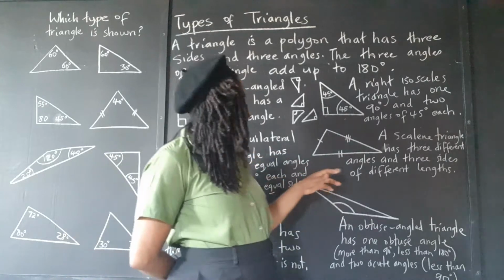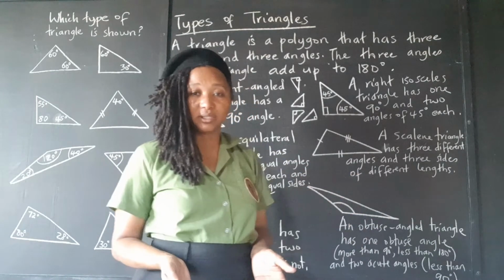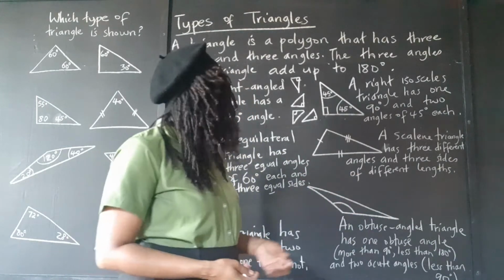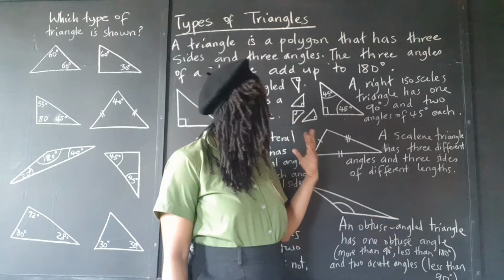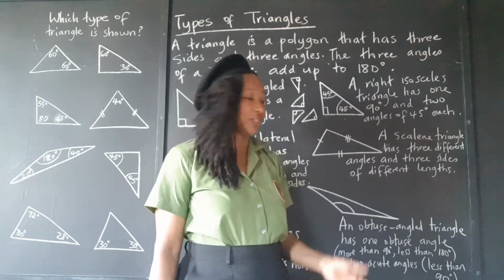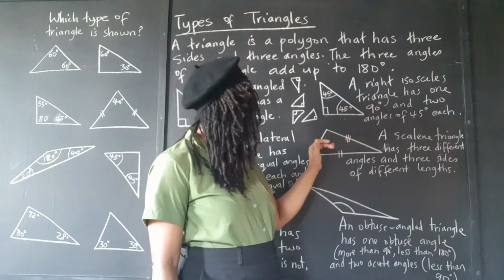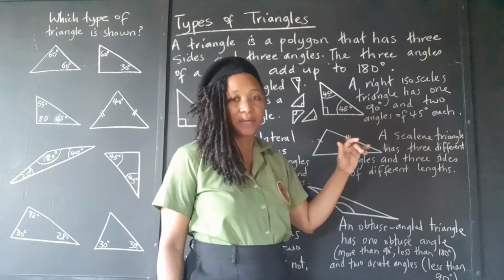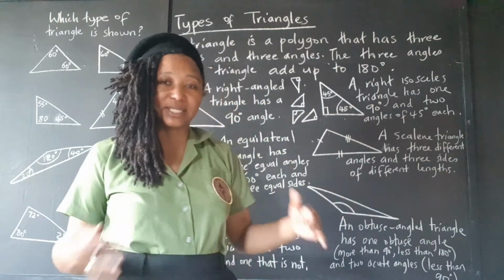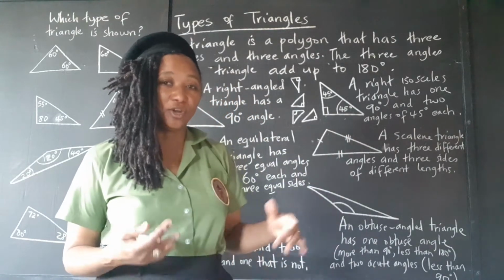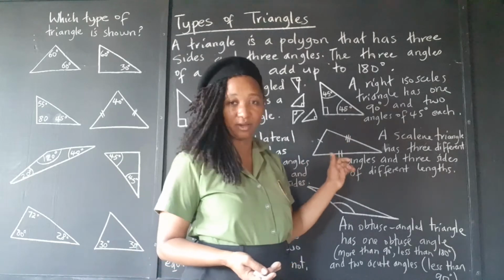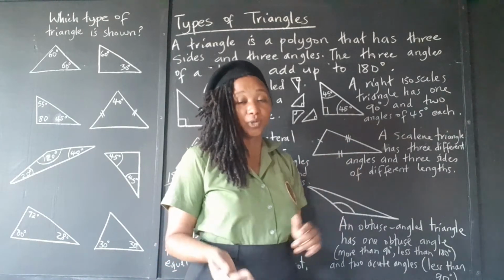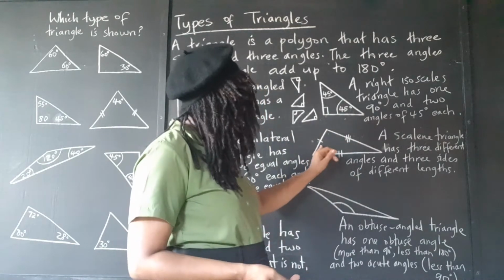The scalene triangle, I would say, is the most common triangle because it has 3 different sides, 3 different angles. So the sides are of different lengths. You notice it has 1 stroke, 2 strokes, 3 strokes. That indicates to you that the sides are of different lengths. None of them is the same as another, which would also mean they have different angles.